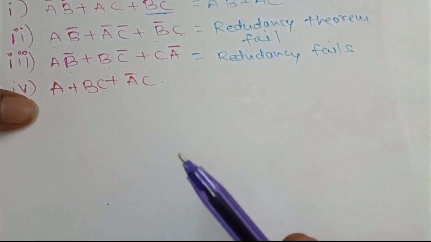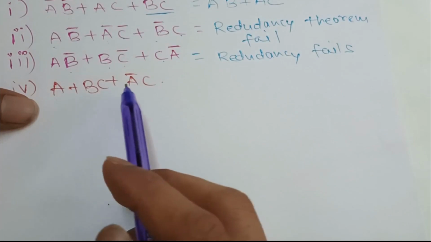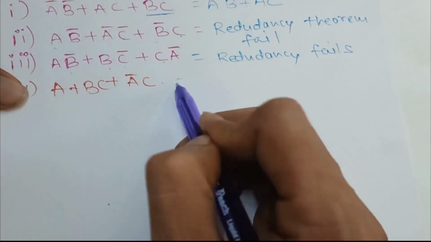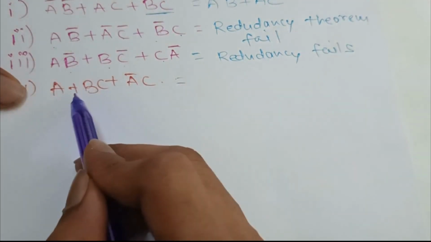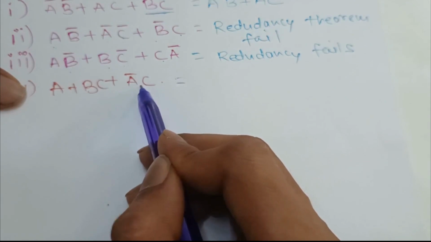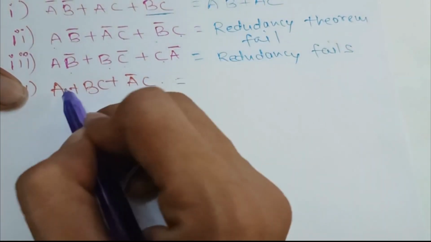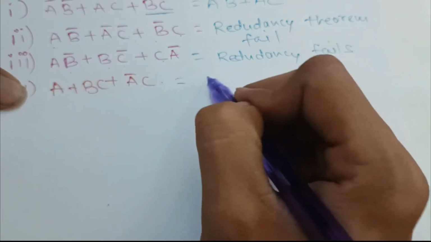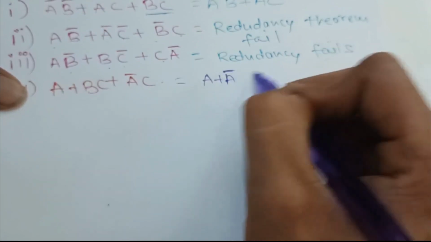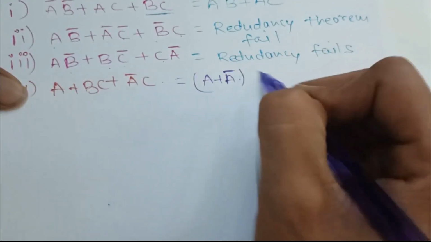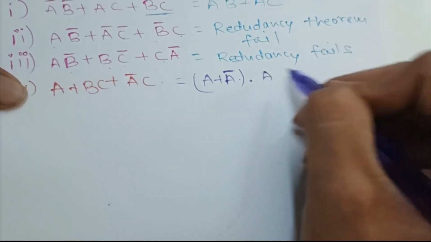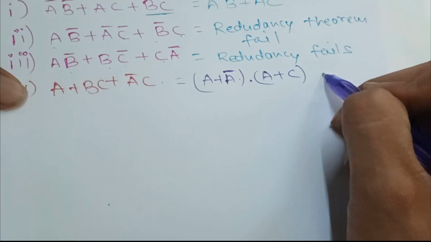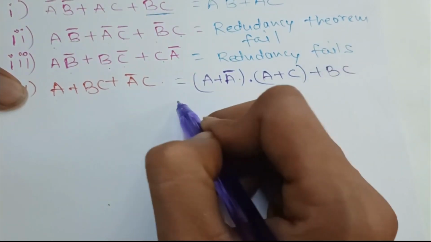So there is another way which can be helpful for solving this equation. As we are aware, the plus operation is distributed over the dot operation. So how it is going to be distributed for this whole term: it's going to be A plus A bar, in between this dot operation comes, and A plus C. Okay. Plus BC will remain as it is.